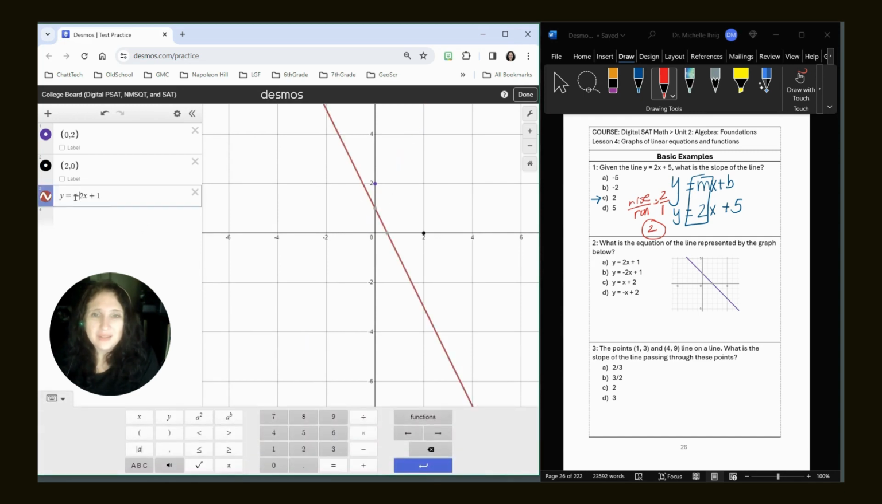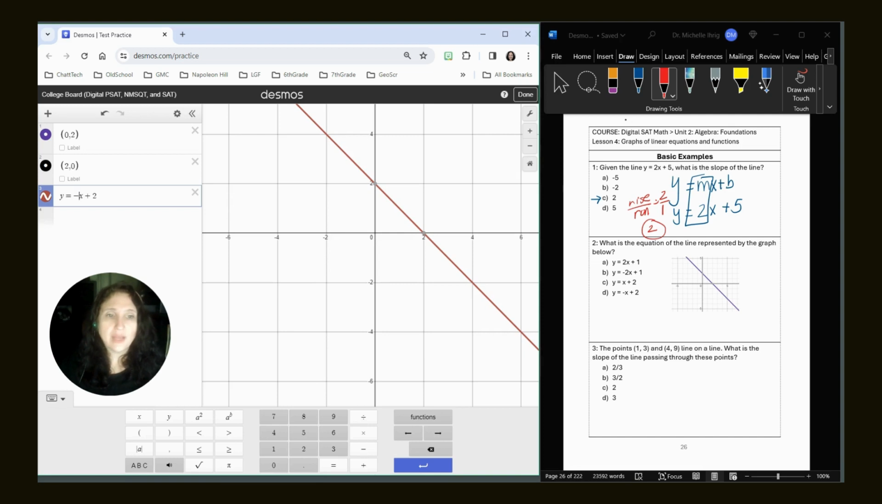Notice how I didn't delete it. I just added and changed what I needed, in this case a negative. We can see here it does go in a down direction, but it doesn't go through the 2 points that I found from the graph in the equation. So now we've got x plus 2. Well, it goes through one of the points. It goes through the purple point, but it doesn't go through the black point, so that's not the answer. So now I have negative x plus 2, and it does go through all the points.